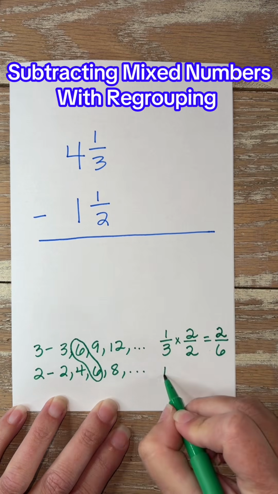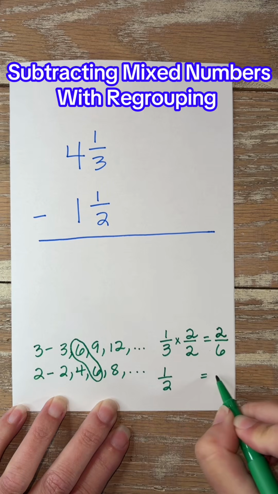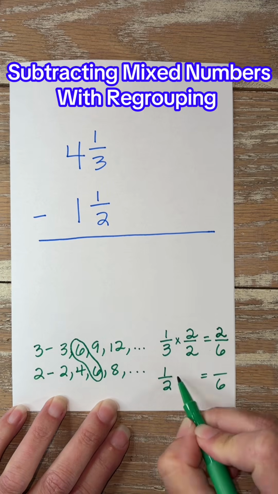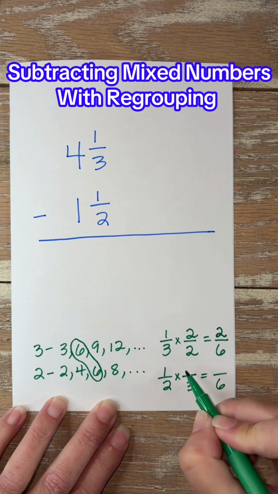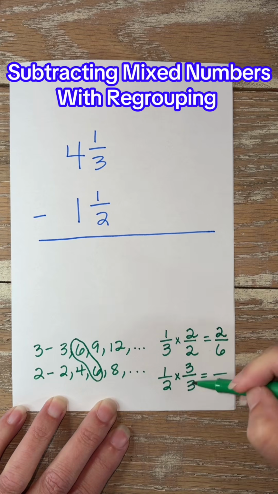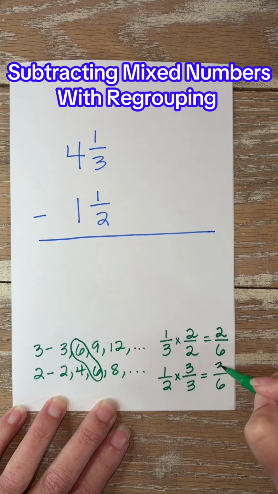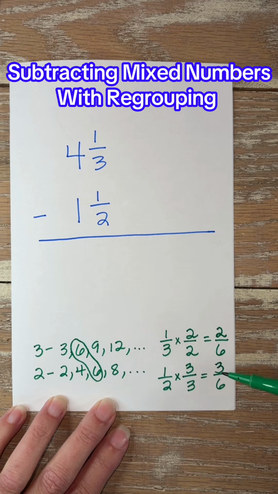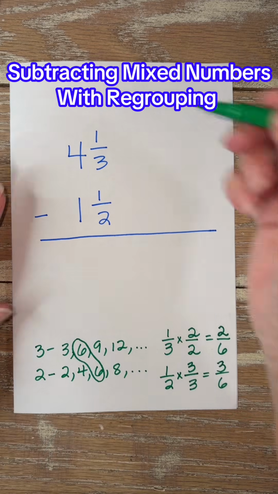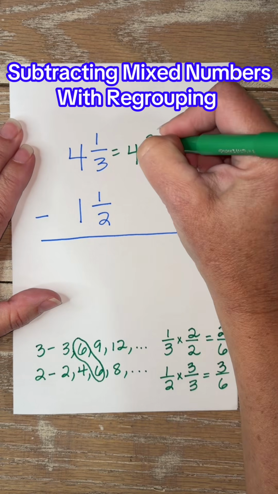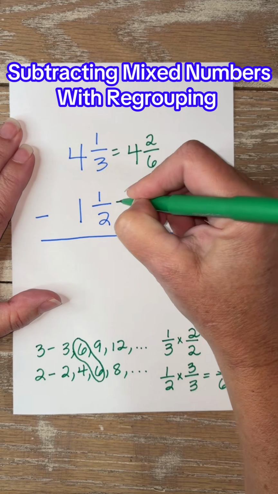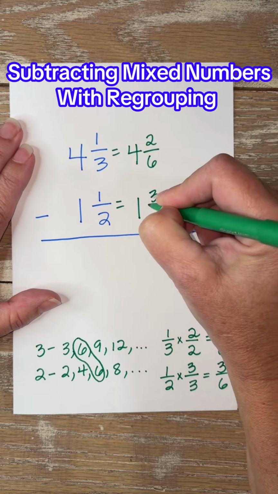For 1/2, again, I want a denominator of 6. I would need to multiply this denominator by 3. If I do that to the denominator, I have to do it to the numerator as well. Again, that's going to give us 3/6. 1/2 is equivalent to 3/6, again, because we multiplied by a version of the number 1. So what I now have up here, my whole number part doesn't change. I have a 4 and 2/6, and then here I have 1 and 3/6.